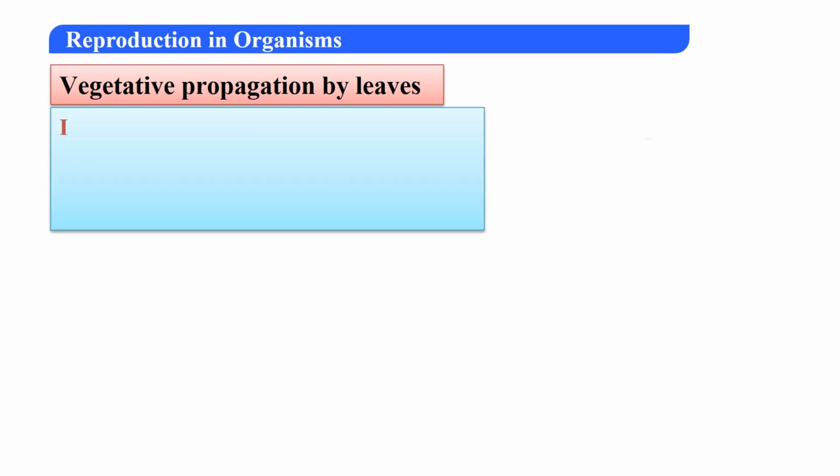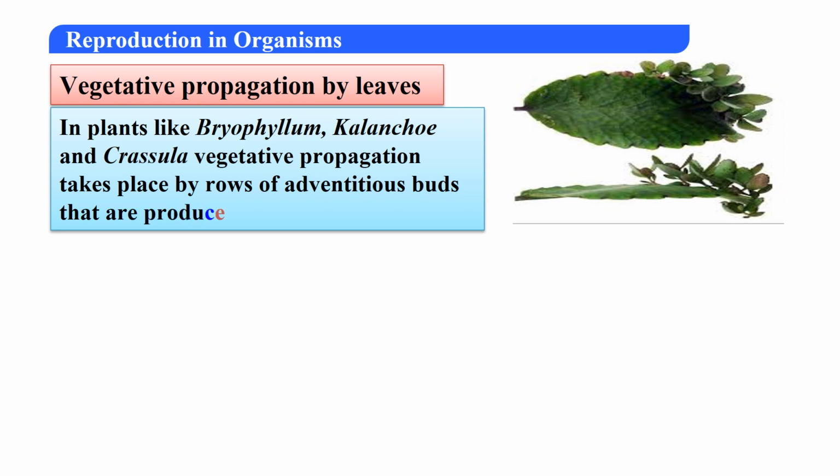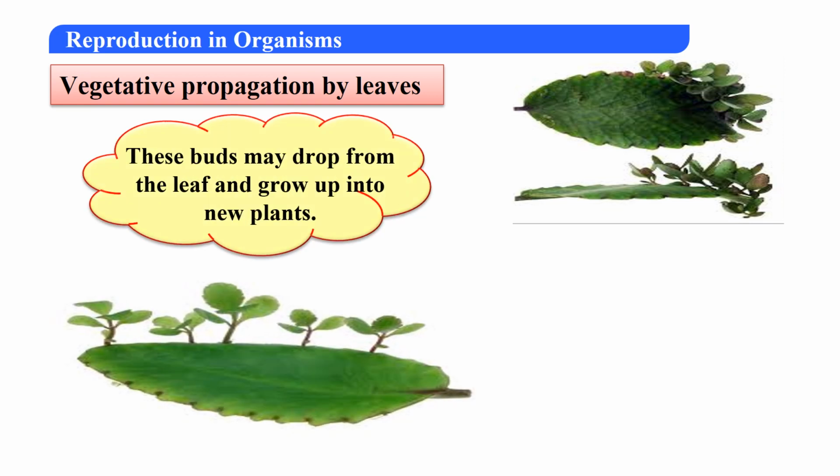Vegetative propagation by leaves. In plants like Bryophyllum and Crassula, vegetative propagation takes place by rows of adventitious buds that are produced on the leaf margins. These buds may drop from the leaf and grow up into new plants.